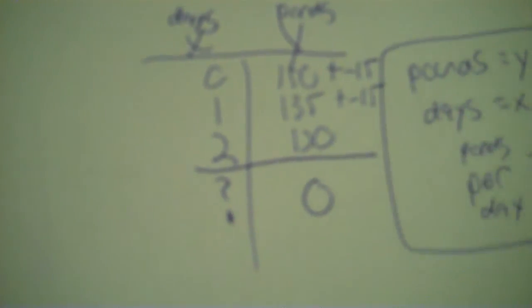135, sorry. Then you add a negative 15, that's 120. Then block it and put 0 pounds. 0 goes for pounds, and we have to find how many days it takes to come to 0. So we have 150, and then negative 15 times X. So we have 150 plus negative 15 times X equals Y. So Y equals 0.